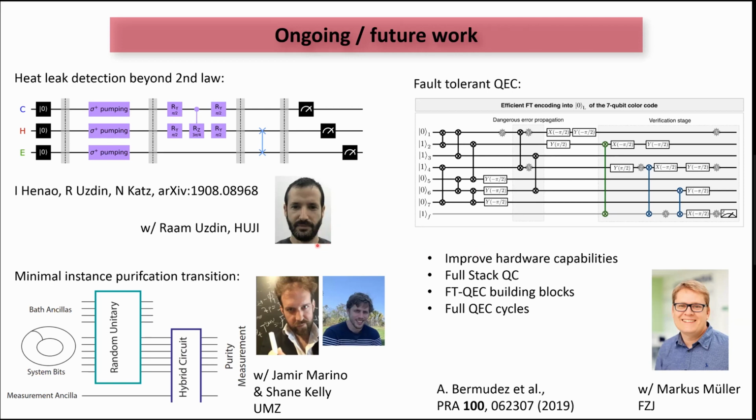So that's some future projects. We continue along the direction of microscopic thermodynamics by analyzing how heat leaks in few-qubit systems can be detected with a sensitivity beyond the second law. We investigate the purification transition on minimal instance systems together with Shamir and Shane. And we also continue in the direction of fault-tolerant quantum error correction. Specifically, we want to analyze the thermodynamic properties of such circuits, establishing links between error rates and the energy required by a quantum computer.